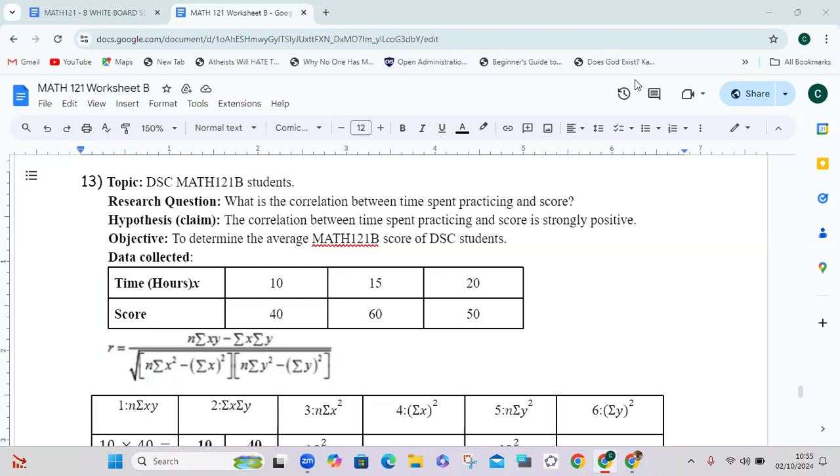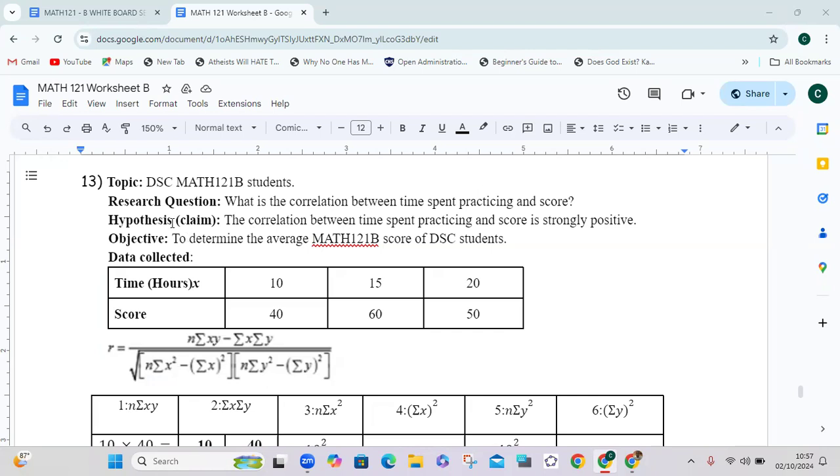Worksheet B, sorry, number 13. So the topic is DSC Math 121B, students. And the research question is, what is the correlation between time spent practicing and score? Is there a correlation between those two variables?